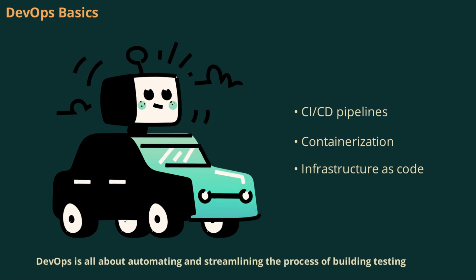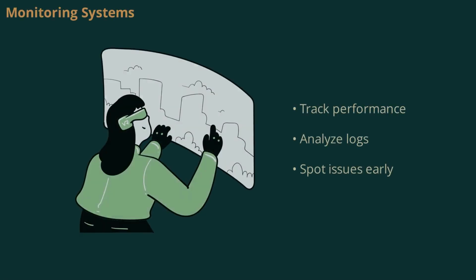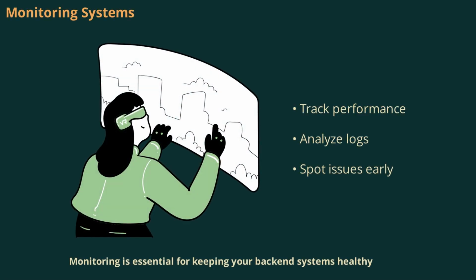DevOps is all about automating and streamlining the process of building, testing, and deploying applications. As a backend developer, understanding the basics of CI/CD pipelines, containerization, and infrastructure as code will help you deliver software faster and more reliably.